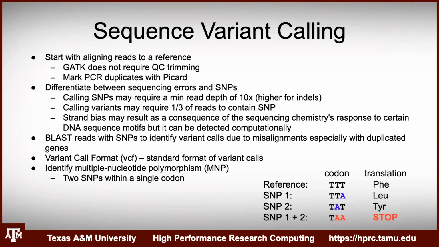Oh, and we do need to be able to identify what are called multiple nucleotide polymorphisms, so MNPs. That'd be 2 SNPs within a single codon. So right here, if you have this mutation, it results in a change in the translation. Actually, if you have both, it puts in a stop codon.